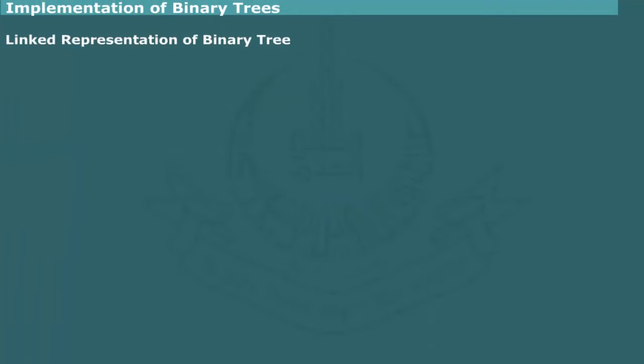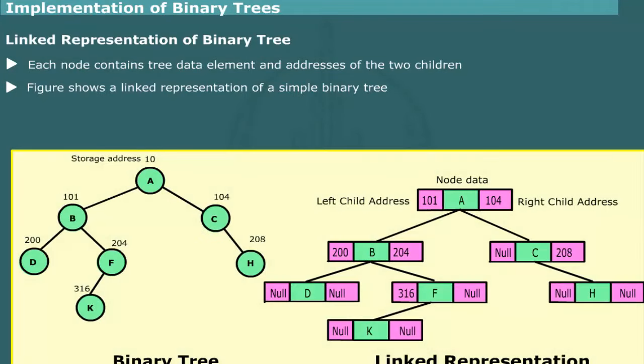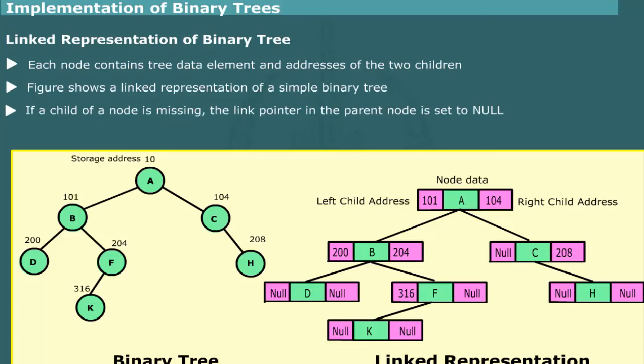Linked representation of binary trees. Linked list is the most common representation of binary tree. In this representation, the nodes have explicit pointers to the child nodes. Thus, each node contains the tree data element and addresses of the two children. Figure shows a linked representation of a simple binary tree. If a node is missing, the corresponding address value in the parent node is set to null, shown as / in the diagram.